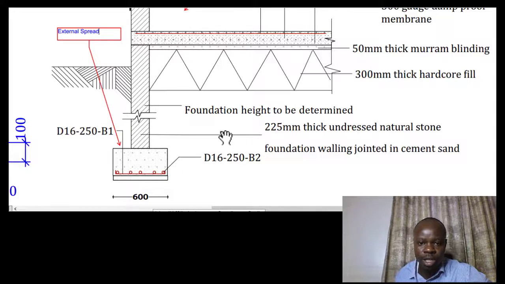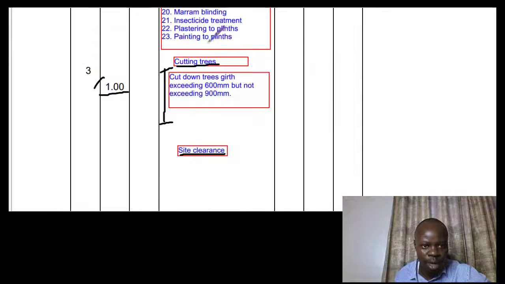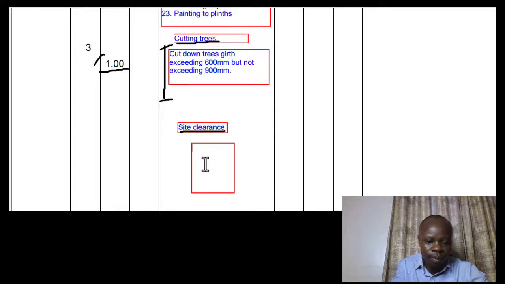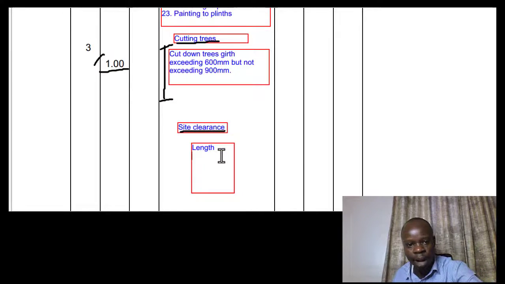So first, you need to get the lengths. Okay, you first need to get lengths. So that is what you calculate. Okay, so you get length and the width. Okay, we can talk about the length of this particular plan.